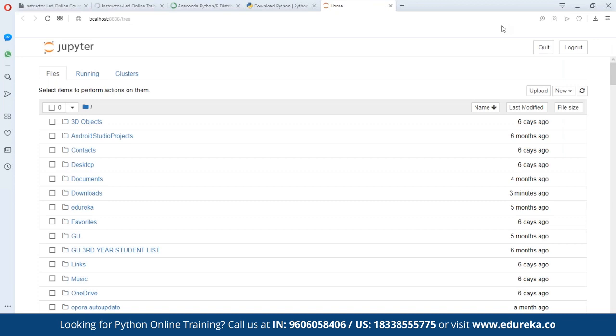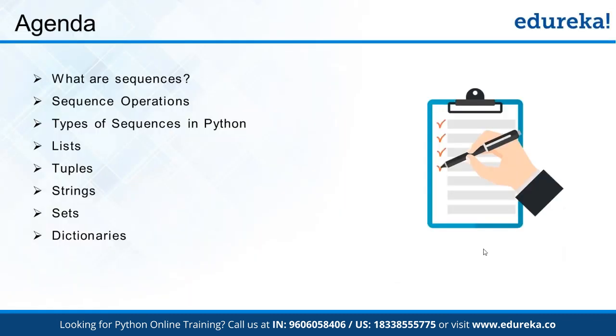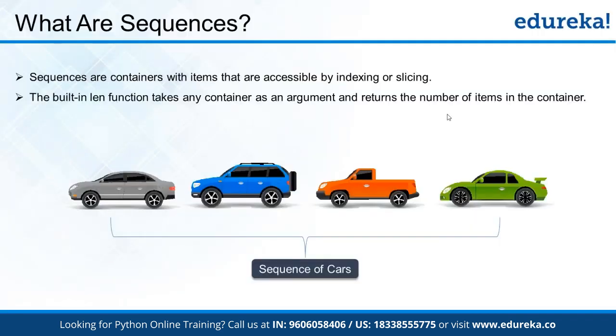So let's start and see what we are going to work on. What are sequences, what are the different types of sequences provided by Python, and what are the operations we can do on sequences. Later on we will see different types of sequences we have, like lists, tuples, strings, sets, dictionaries. Okay, so let's see what sequences are.